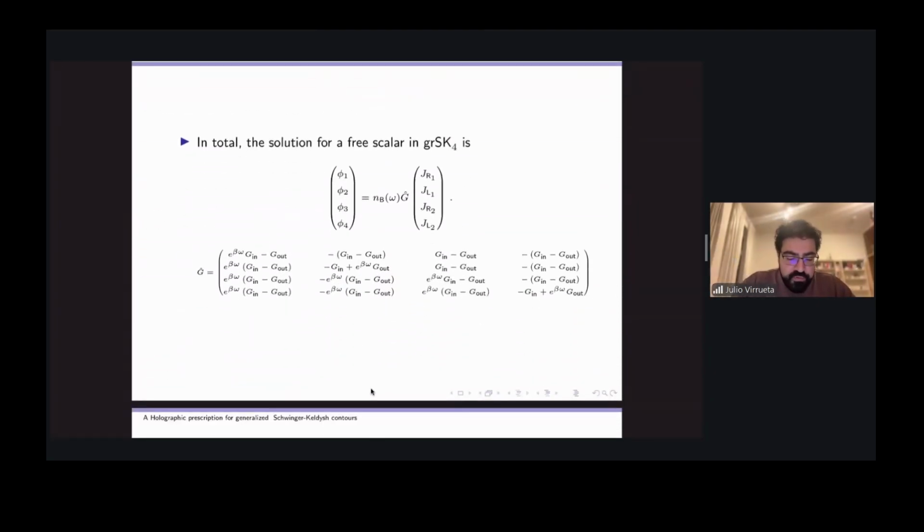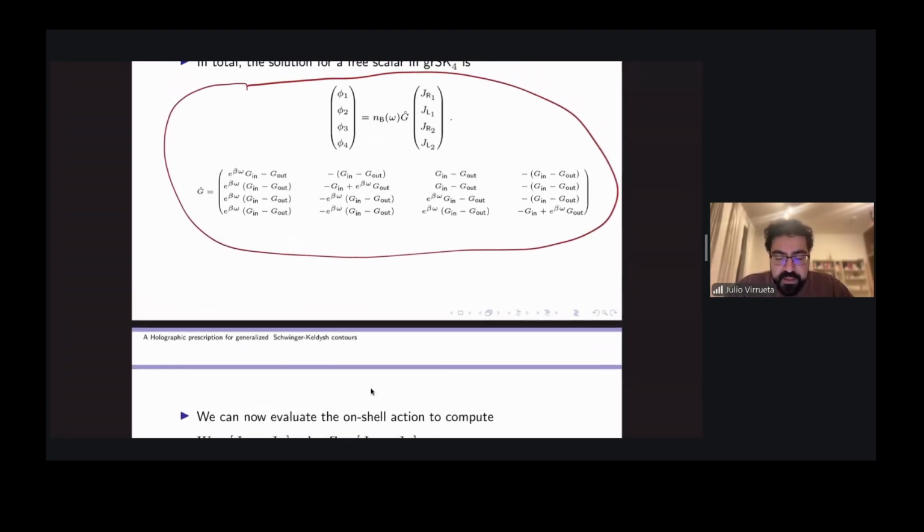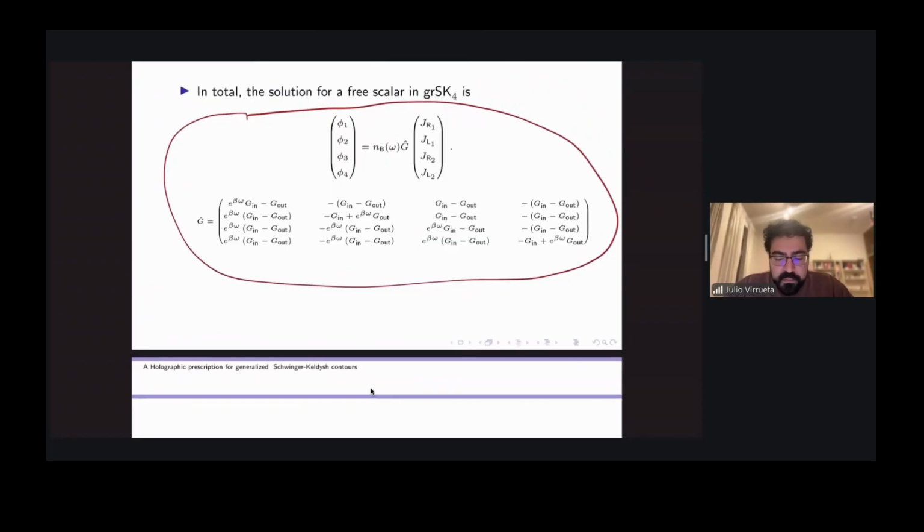So here is the solution. It's convenient to write things as matrices because now I have n copies of the solution, and so things naturally arrange themselves into matrices. So I define a bulk-to-boundary propagator that relates the sources in the boundary to the field in the bulk, and this is it.